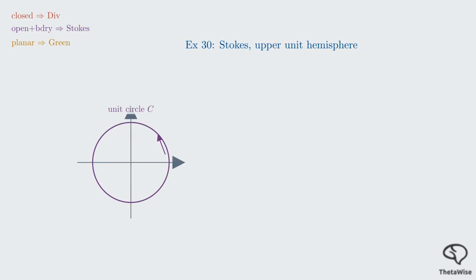Example 30 illustrates Stokes on the upper unit hemisphere. Its boundary is the unit circle in the xy plane, so set x equal to cosine theta, y equal to sine theta, and z equal to 0. The line integral reduces to the integral of (2x minus y) dx, which evaluates to pi. For Green's theorem, the notes region between y equal to x squared and y equal to x gives the integral of x minus 2y over the region, producing negative 1/20.